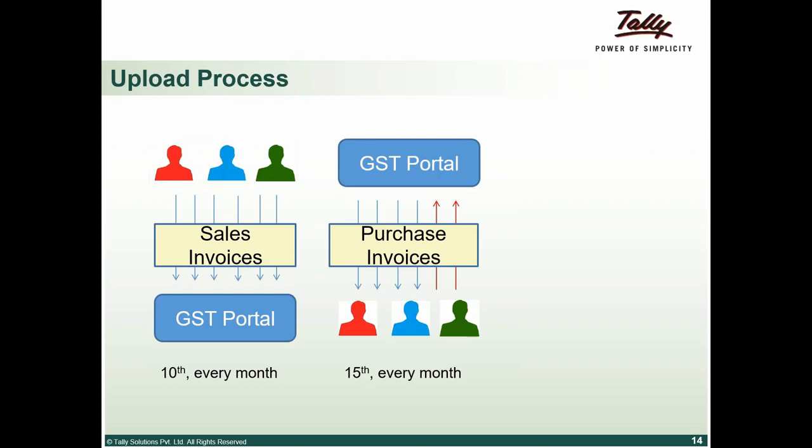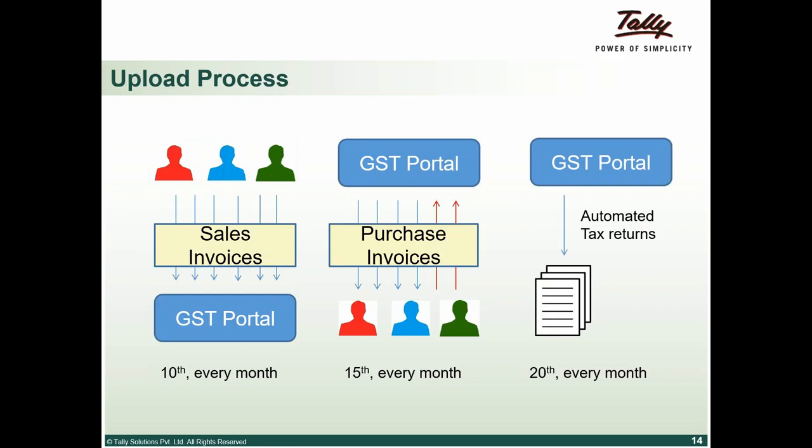Now you will see these 2 red lines going up. This is what I was mentioning earlier: in case you have any purchase invoice which has not been declared by the selling dealer, there is a provision in the form where you can say, these are additional purchase invoices from these people that I have purchased, and you have to upload this by 15th of every month. So once this outward supply and inward supply, GSTR1 and GSTR2, is completed, right?